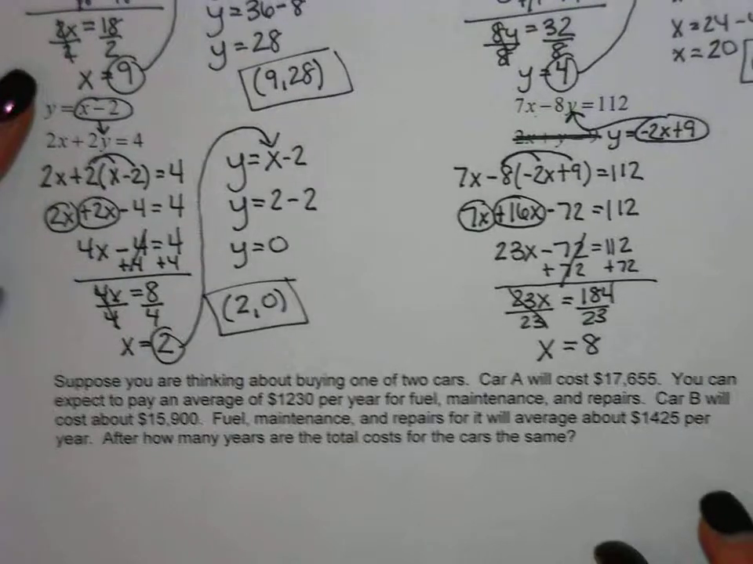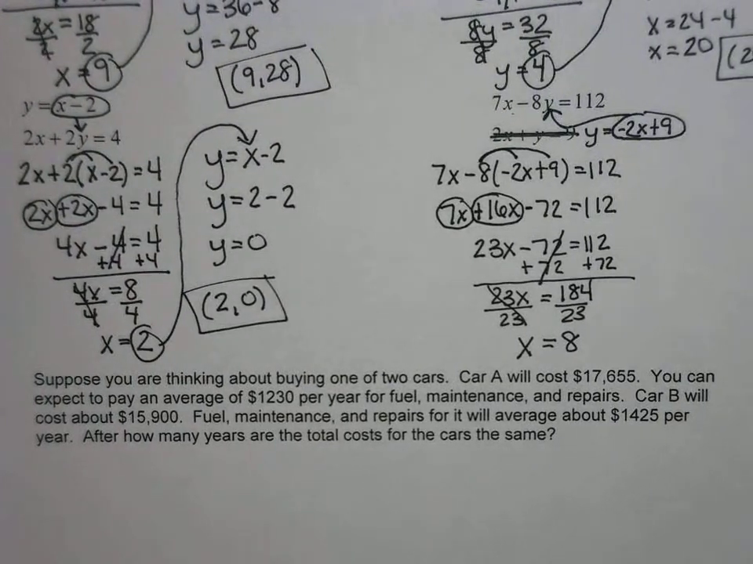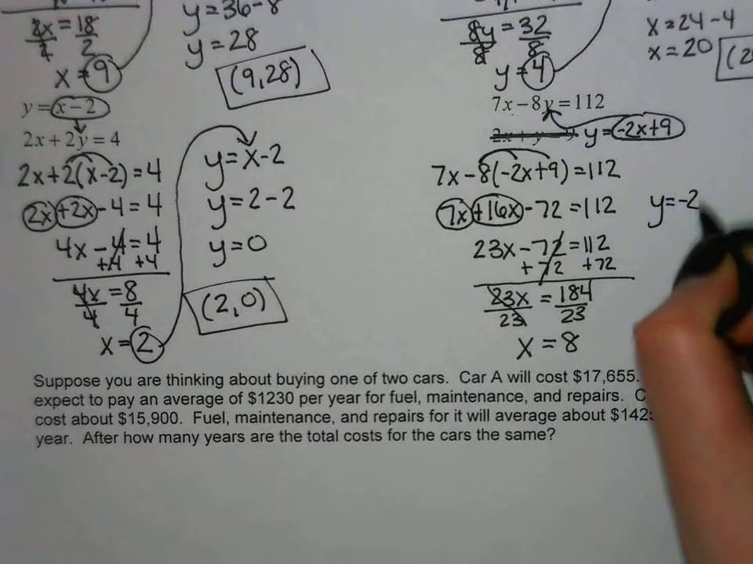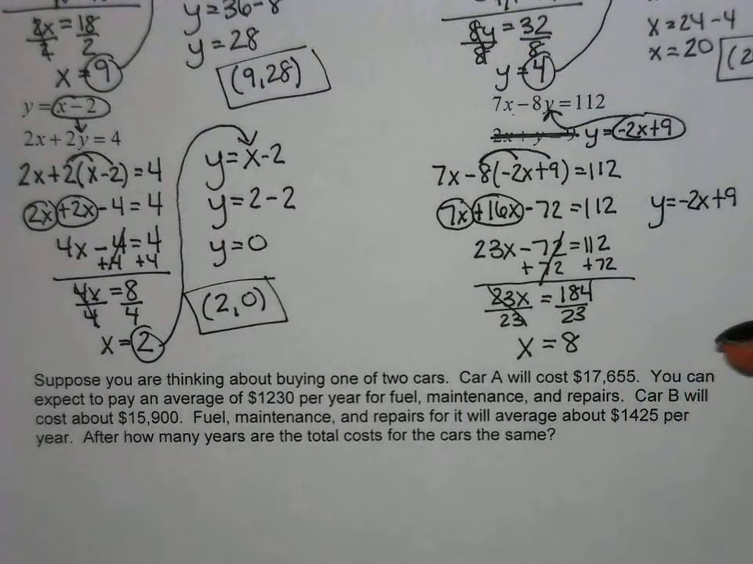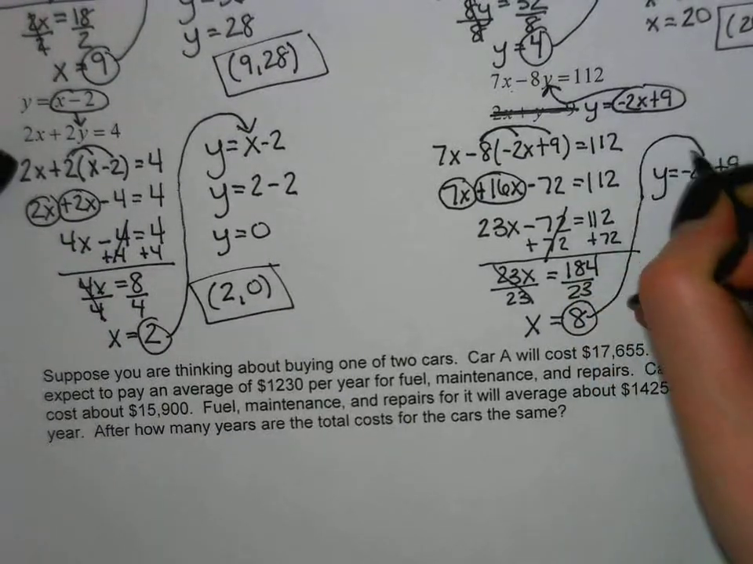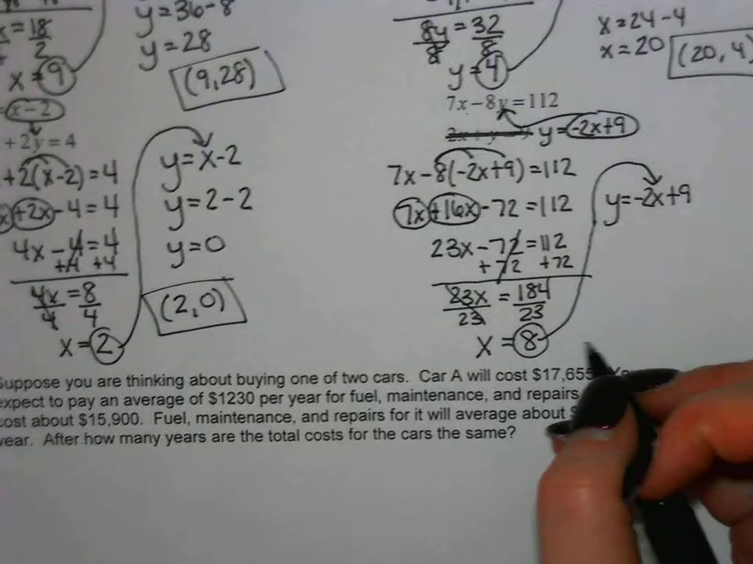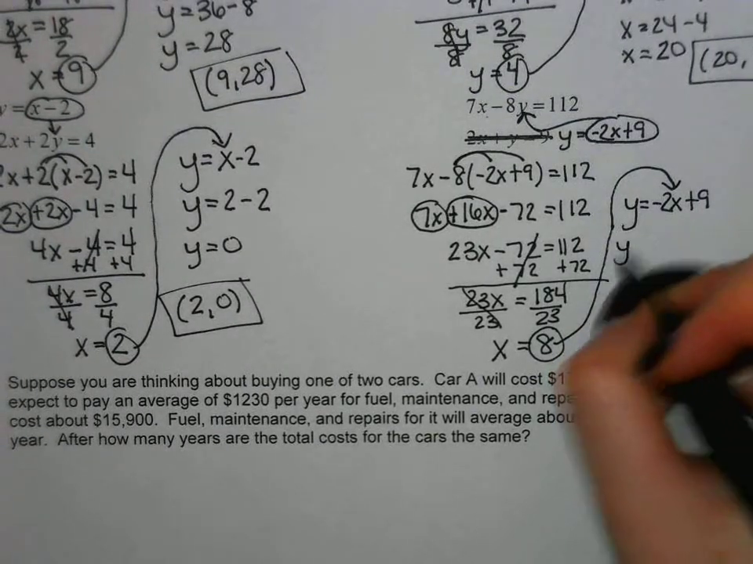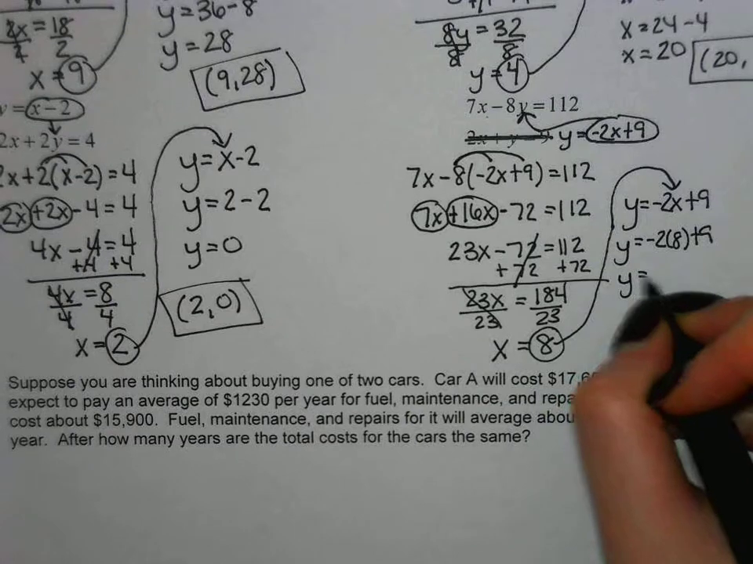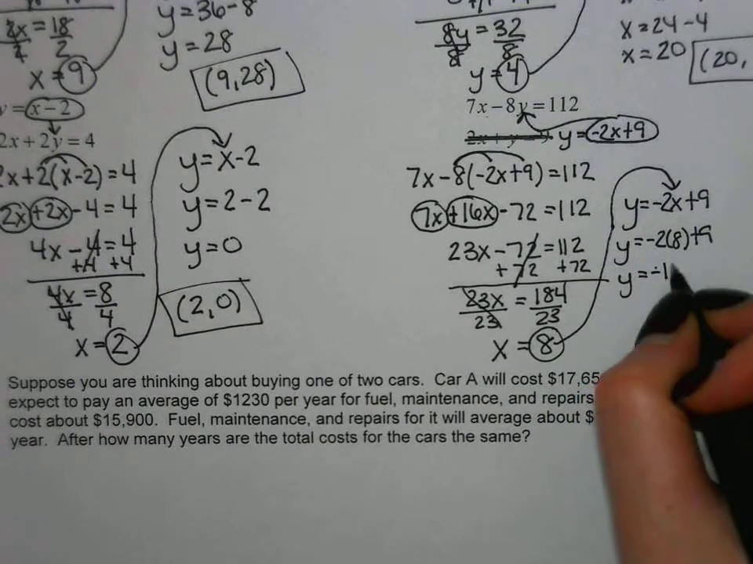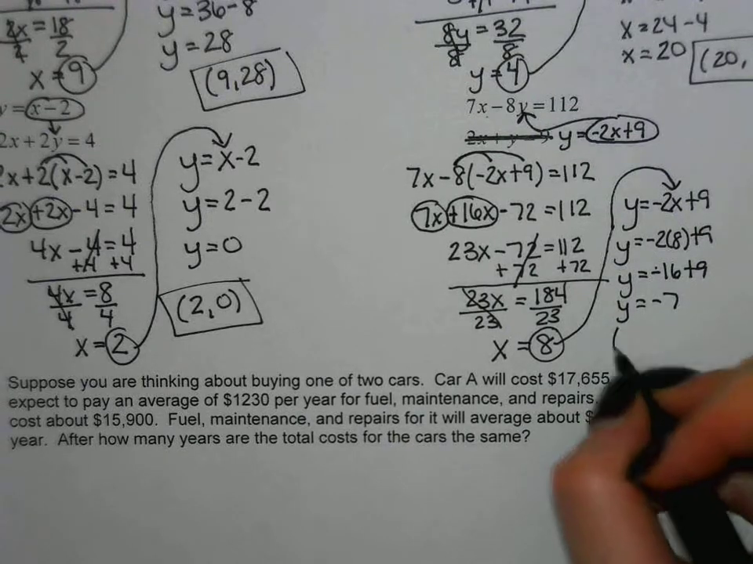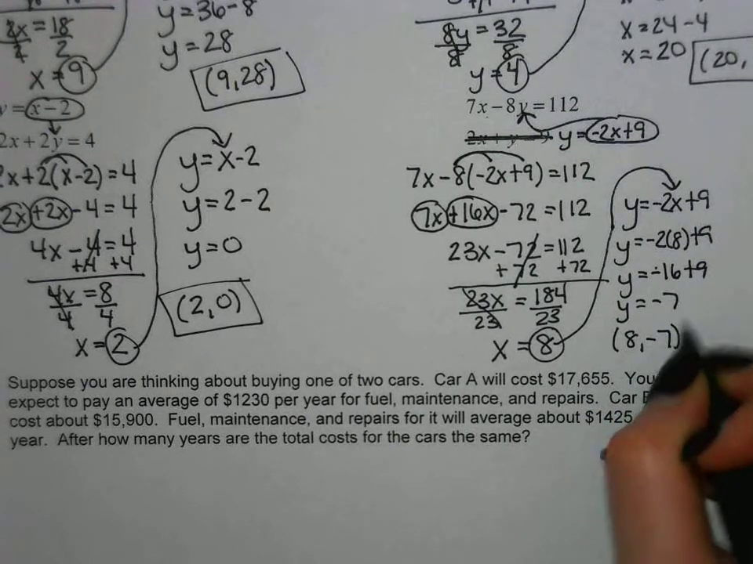So our last step is we need to solve for the value of y. So I'm going to take the equation I circled, so y equals negative 2x plus 9. I know what x equals, that's what we just solved for. So I'm going to substitute in my 8 for my x. So y equals negative 2 times 8 plus 9. Negative 2 times 8 is negative 16, and negative 16 plus 9 is negative 7. So our solution is 8, negative 7.